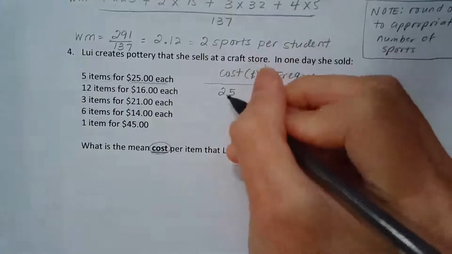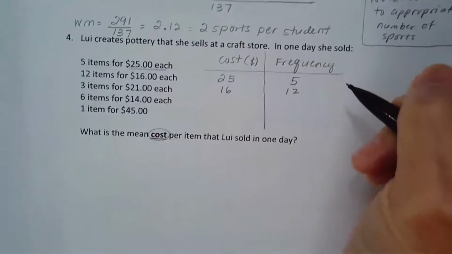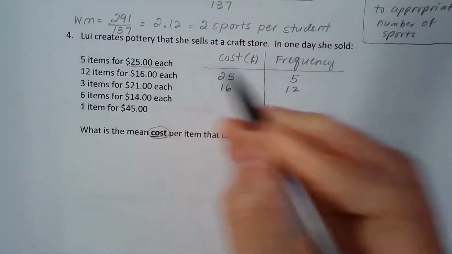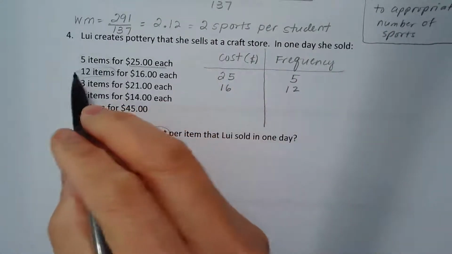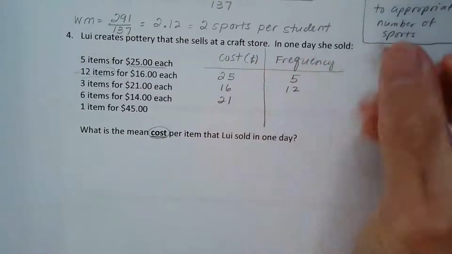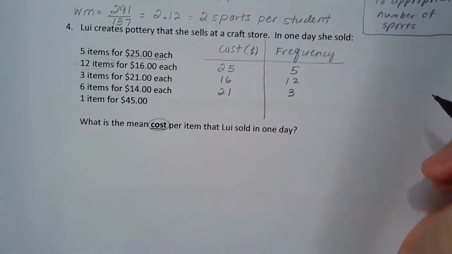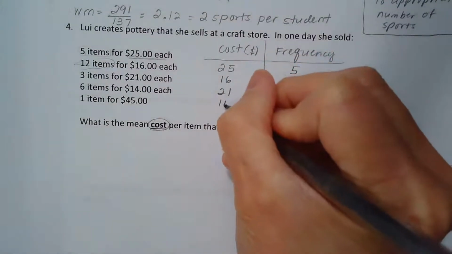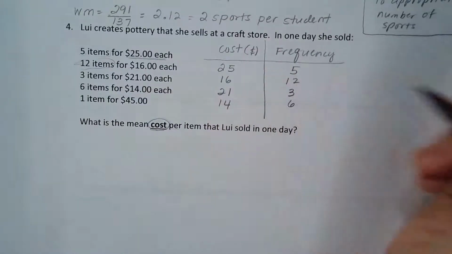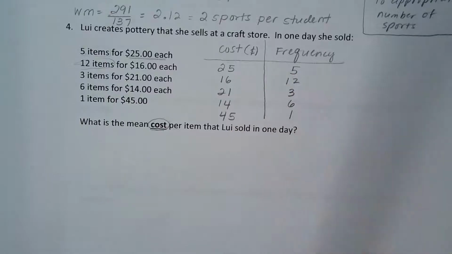And then $16 for 12 items, $16 each, 12 items are sold. That's the frequency. $21. How many times did 21 show up? 3. $14 is 6. And then 45 bucks is 1. Okay.